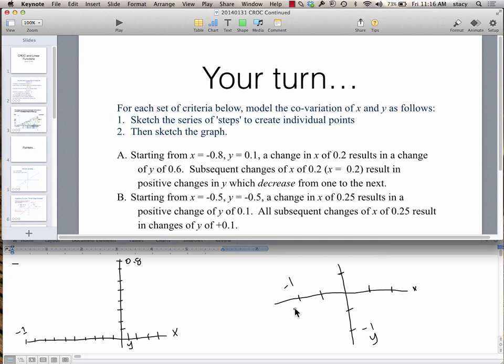A, I'm thinking that it looks like it starts constant, but then it increases at a decreasing rate. Okay. So you're thinking about A. I like it. That's an answer to my question. So if you wanted to start creating steps of individual points, the most logical place to start would be to start with plotting the point that they gave you, right? Negative 0.8, comma 0.1. So we've got this point right here.